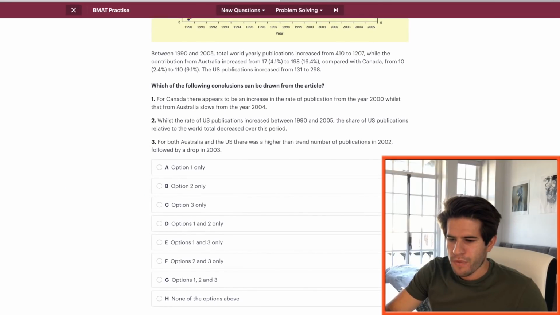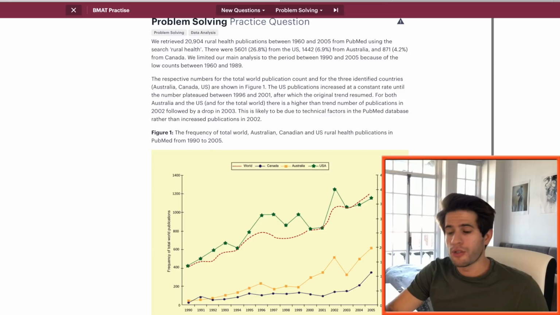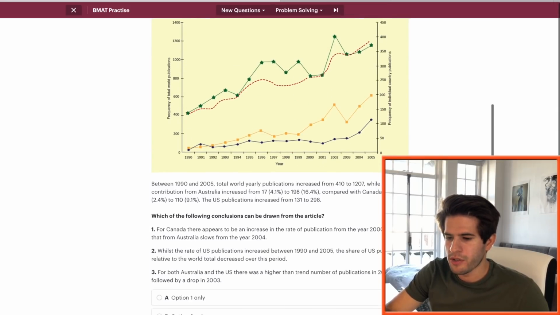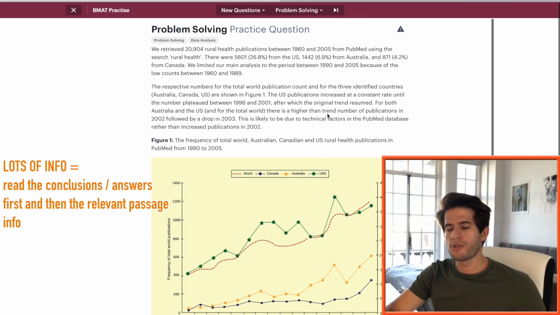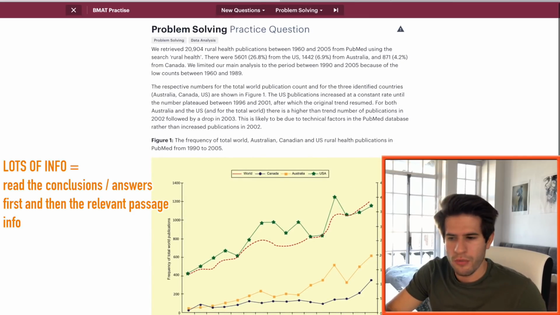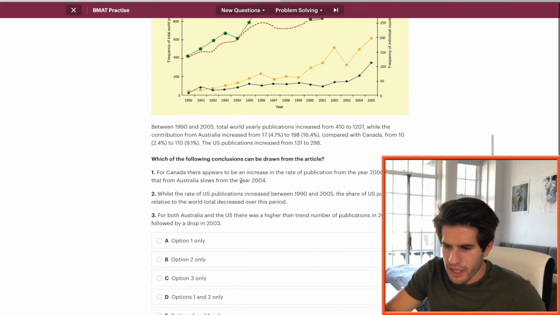Whoa. Okay, so this is a lot of information. I'm first going to read the possible arguments that can be concluded and then the information. I would usually do this the other way around, but because there's so much information here, I'm going to do that first. For Canada, there appears to be an increase in the rate of publication from year 2000, whilst that from Australia slows from the year 2004.